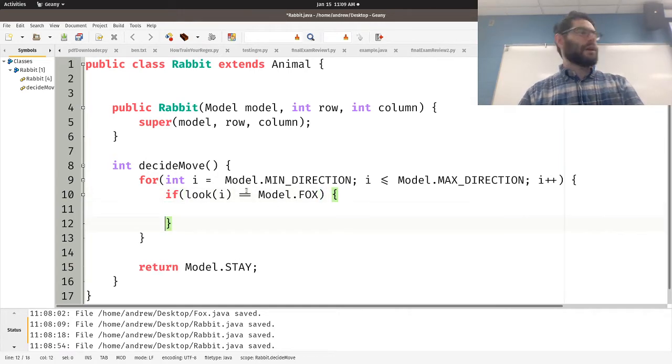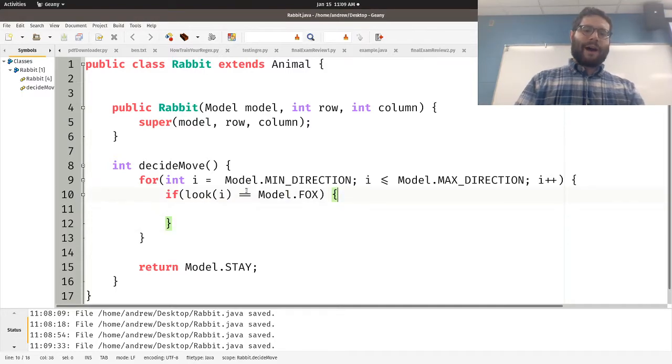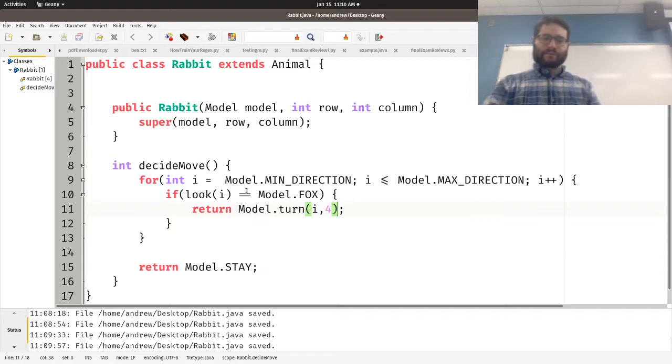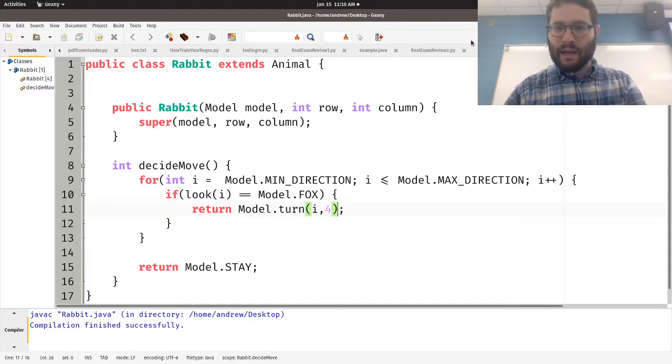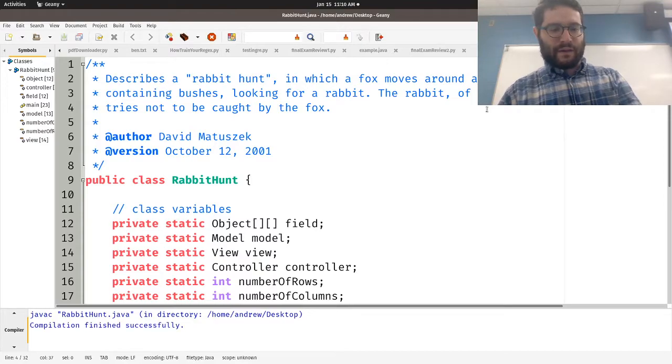And this is dumb code. This shouldn't really work. This won't really give you much survivability, right? Which is, hey, if I see the fox, return model.turn(i). I think that would work. Let's go ahead and compile it. Okay. And let's go ahead and see what the results of this are.